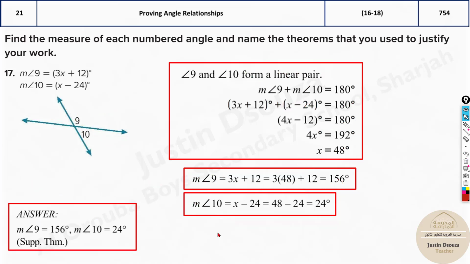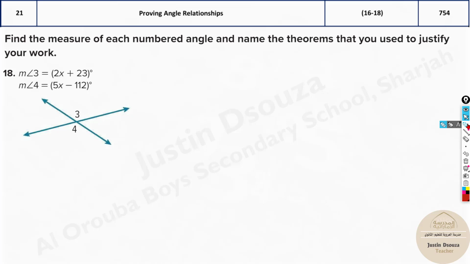And the last problem in the writing part is given over here, it's just like what we did a while ago. Here they have given measure of angle 3 and 4, but here they are vertical angles, so they are equal or congruent to each other. So measure of angle 3 is equal to measure of angle 4, and what happens over here is 2x plus 23 will be equal to 5x minus 112.